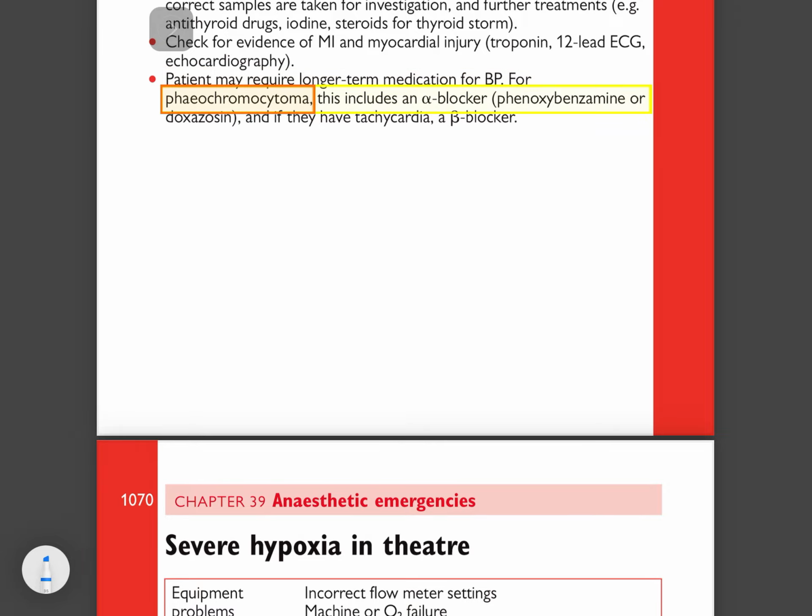The patient may require longer-term medication for BP. For pheochromocytoma, this includes an alpha blocker, phenoxybenzamine or doxazosin, and if they have tachycardia, a beta blocker. Chapter 39, Anesthetic Emergencies.